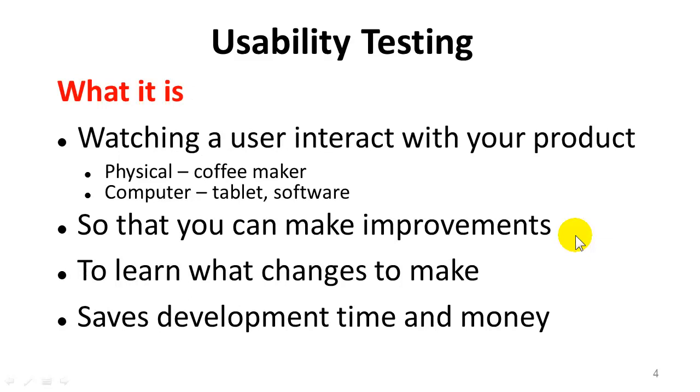User testing or usability testing is actually watching the user interact with your product. It can be a physical product such as a coffee maker, it can be a computer, some kind of software, a website, so that we can make improvements and learn what changes we need to make. And this saves development time and money. If you test little parts of your application as you're developing it and find out where to make the improvements, it certainly saves time and money in the long run than having to do it after you roll the product out and there's all kinds of problems in it.